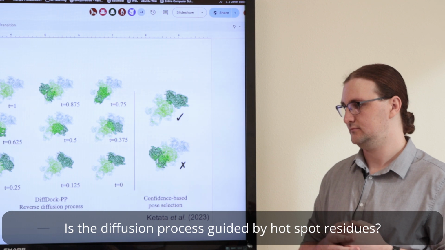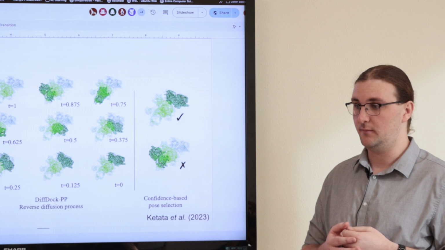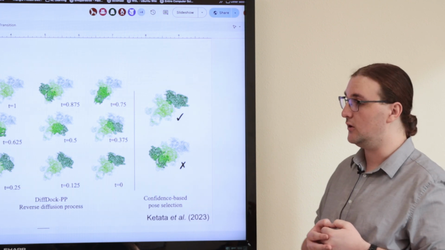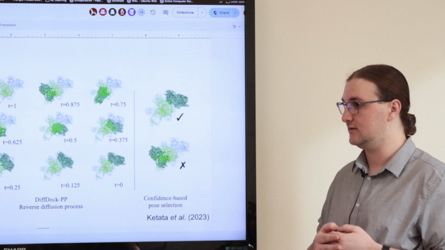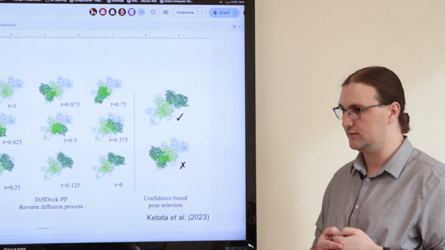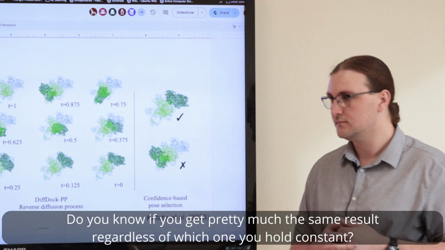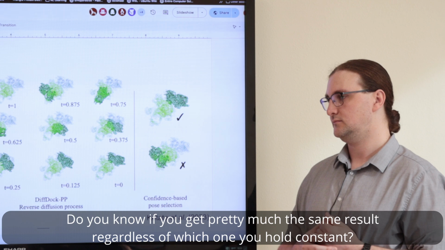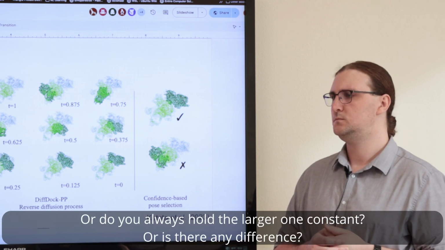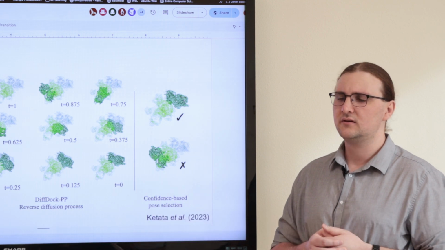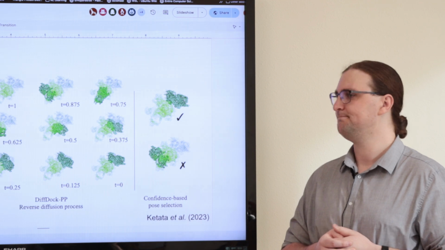Is the diffusion process guided by hotspot residues? No. But you can imagine doing that. You can imagine conditioning on the fact that we do know some residues are interacting with the ligand, which may really bias it. Although they didn't do that with this training process. Do you know if you get the same result regardless of which one you hold constant? Do you always hold the larger one constant? That's a good question. I don't know if there is a difference, but typically you hold the larger one constant.